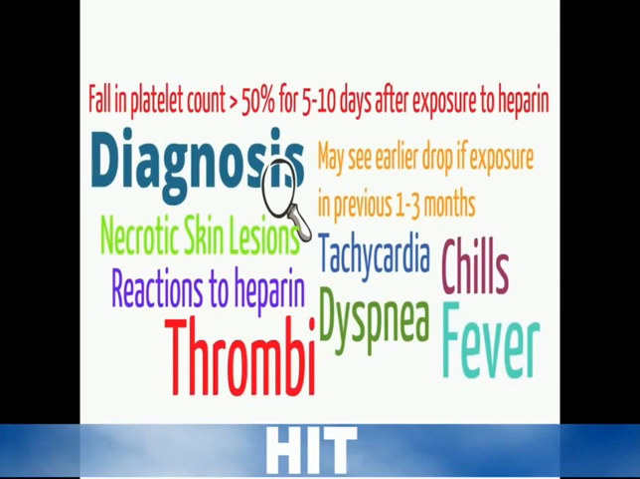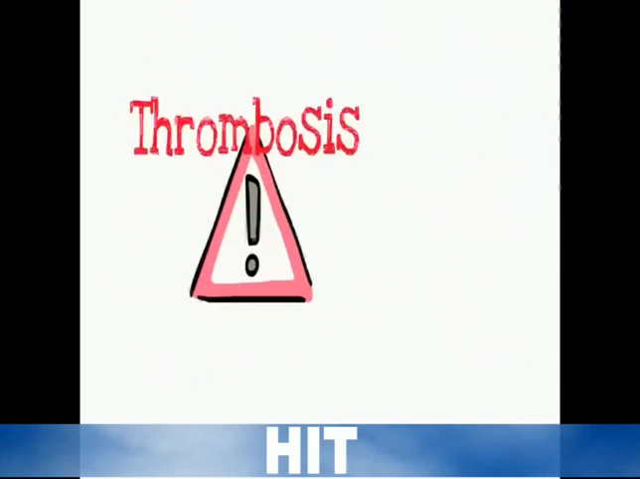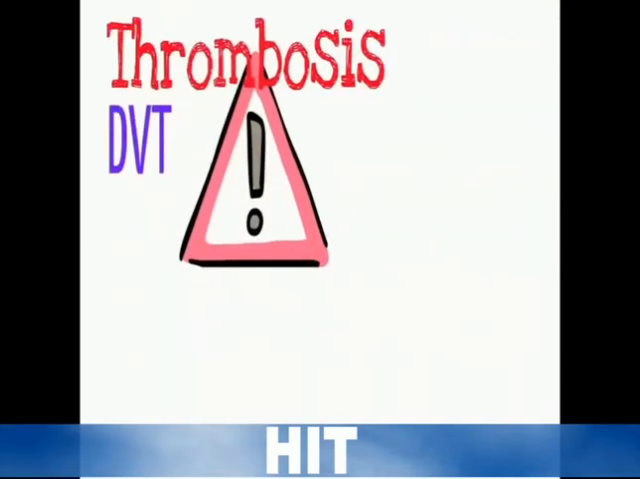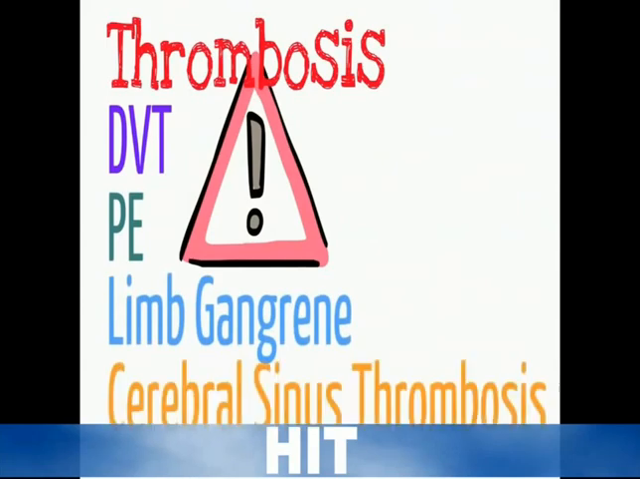Remember that patients with HIT are hypercoagulable and can develop thrombi. These include DVTs, PEs, otherwise known as pulmonary embolisms, limb gangrene due to arterial thrombi, and finally, cerebral sinus thrombosis. The serotonin release assay is the gold standard for diagnosis of HIT type 2.